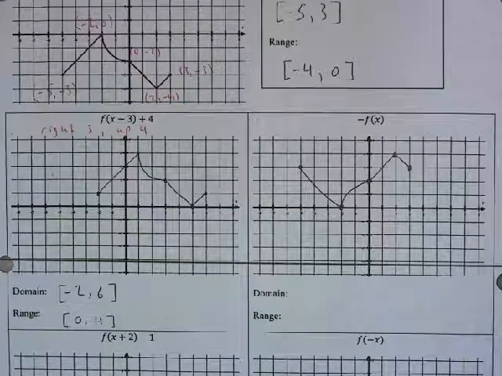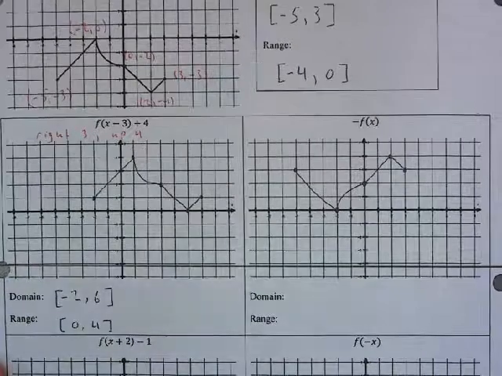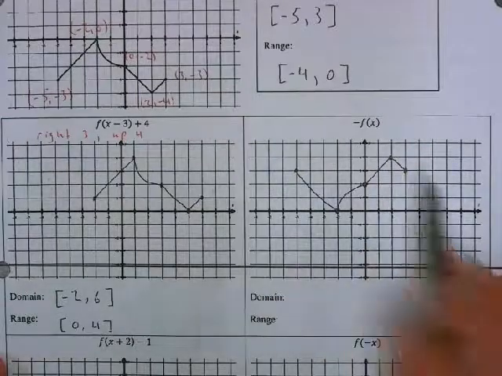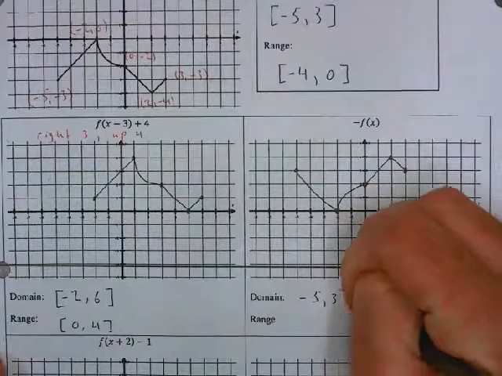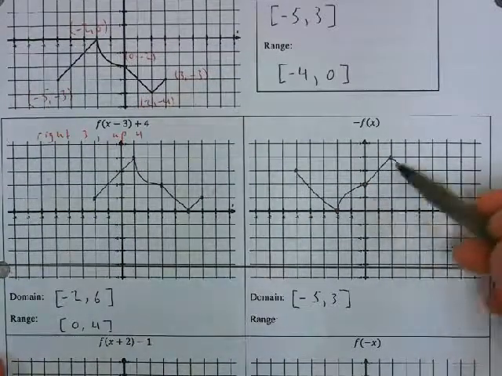In other words, negative f of x, which is just a reflection over the x-axis as we saw on the first page. Okay, what's the domain and range of these things? So the domain goes from negative 5 to positive 3. The range goes from 0 to 4.